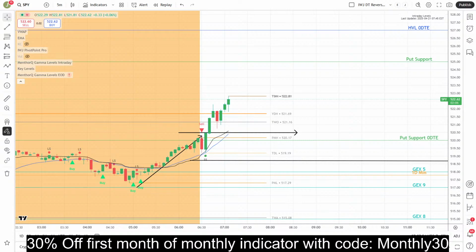I realize it's likely going to be a trend day, which isn't always great, but it is what it is. We just have to deal with what the market gives us. And in general, trend days are horrible day trading days.